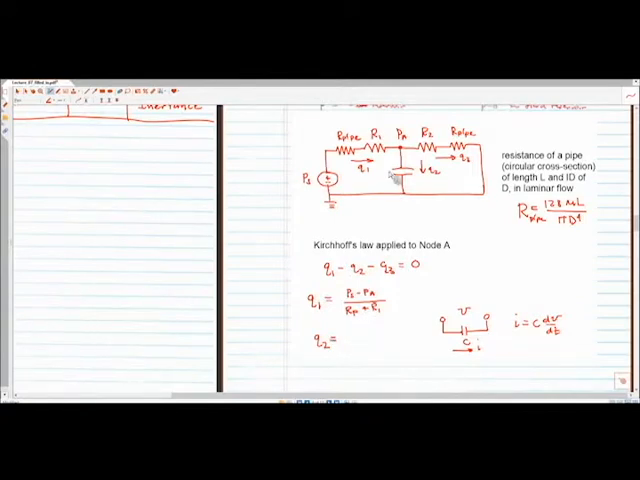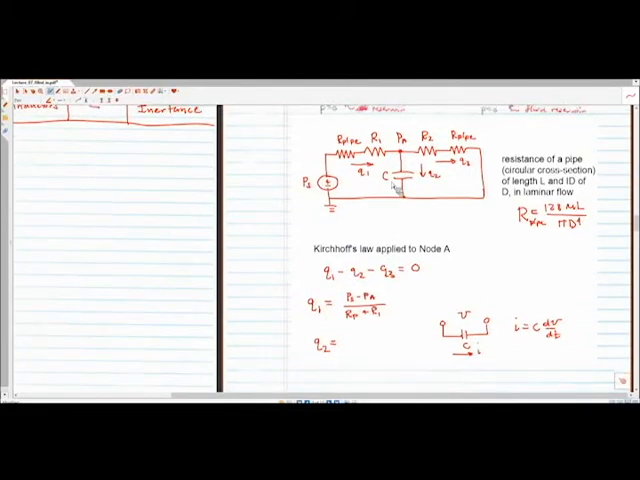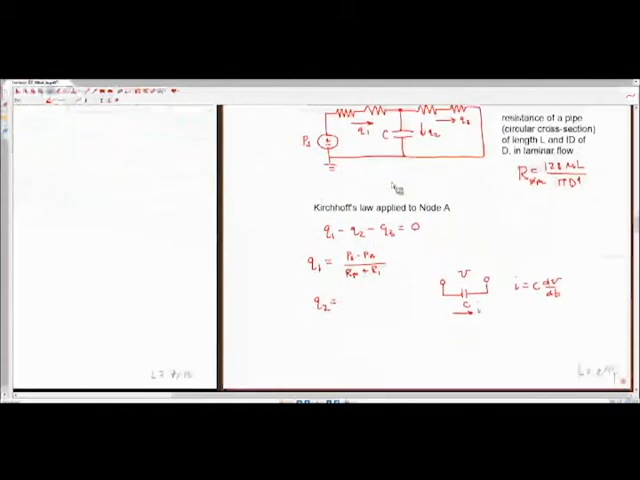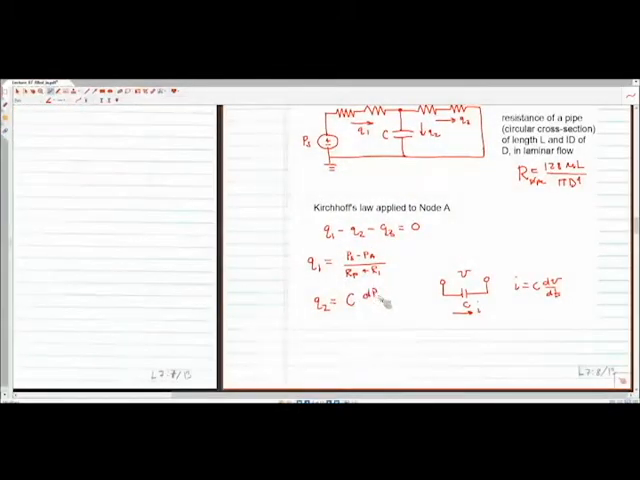Sorry, I forgot to give that in the statement up here. Let me make sure, yeah, C dPA/dt. And then Q3 is going to look a lot like Q1. PA over RP plus R2.